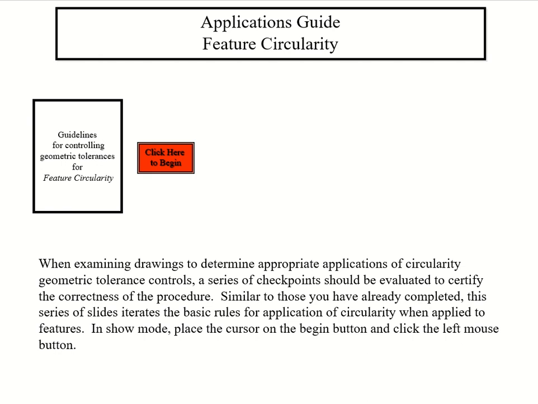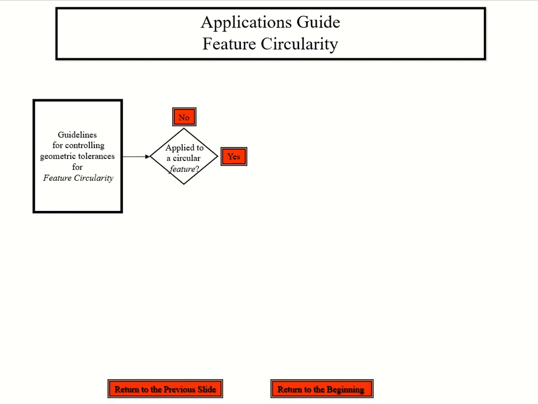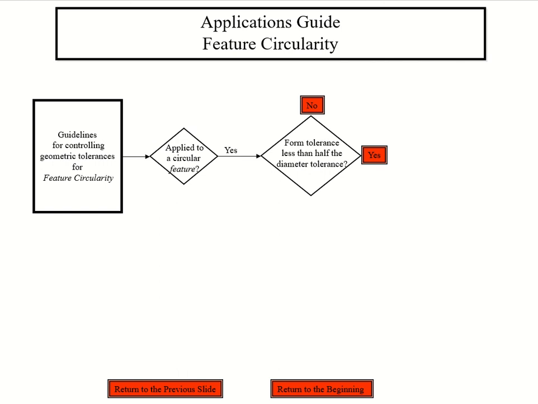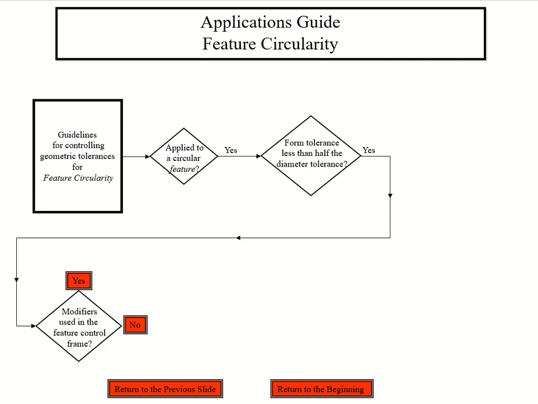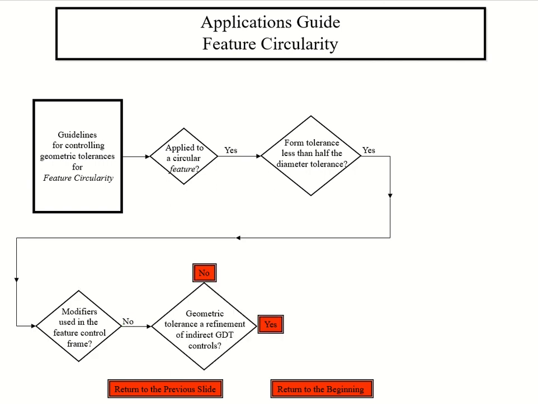Of course, we're going to check first: does it apply to the circular feature? Yes, then we take a look at your form tolerance. It has to be less than half the diameter tolerance. Remember the two concentric circles, and you have two pairs of them. That's what we are looking at. If that's yes, we look at the modifier in the feature control frame. No, then we take a look at our GD&T controls, whether we have indirect controls.